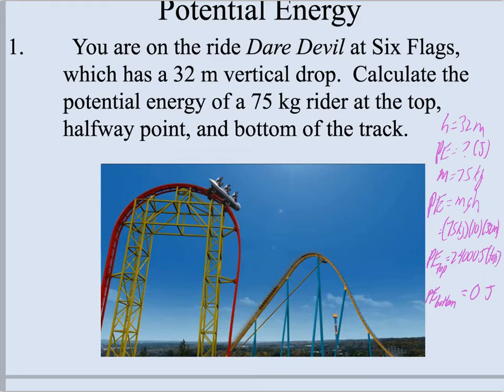And then at the midway point, well, it's lost half of its potential energy. So what's half of 24,000? Well, half of 24,000 is 12,000. And if you wanted to make it a math question, you would just take half of 32, multiply that by 75, multiply that by 10, and you get your 12,000. But you can reason it out without doing much math there.